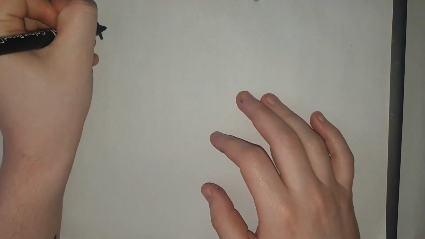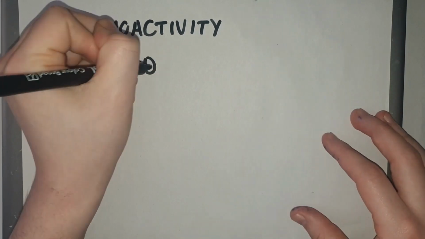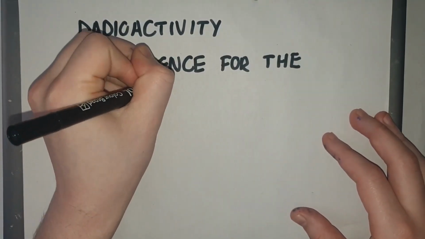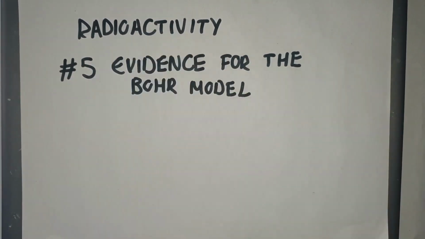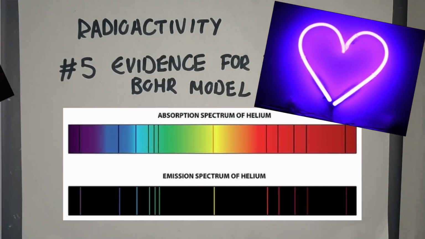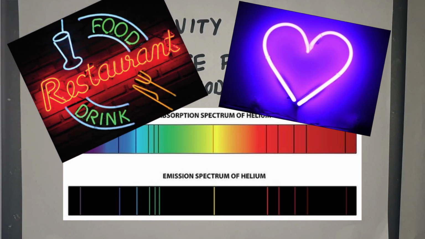Today we're going to continue with the radioactivity unit, and this is the 5th video in this series. In the last video we moved on to the Bohr model of the atom, so we looked at the arrangement of electrons in the atom and we learned what happens when an atom loses an electron to become an ion. In this video we're going to look at how electrons can change energy levels and how this gives us evidence to support the Bohr model of the atom.